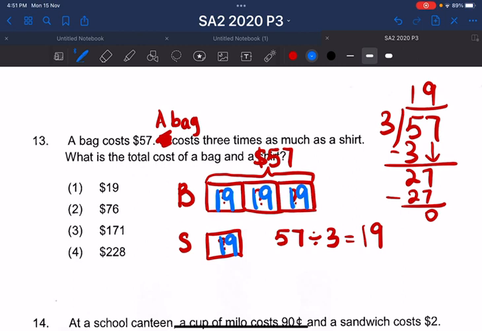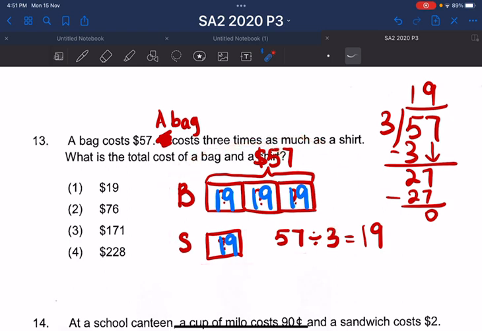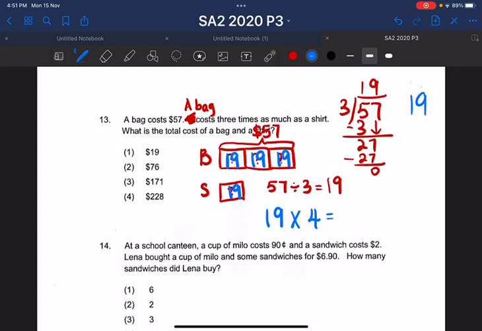Am I right? So the question is asking what is the total cost of everything, which means to ask what is the total cost of these 4 boxes. So since you know 1 box is 19 and all together there are 4 boxes, why don't we just times it by 4? Then we will be able to find the total, right? So 19, we're going to multiply it by 4. 9 times 4, 36. Okay, and the answer here is 76, option number 2.